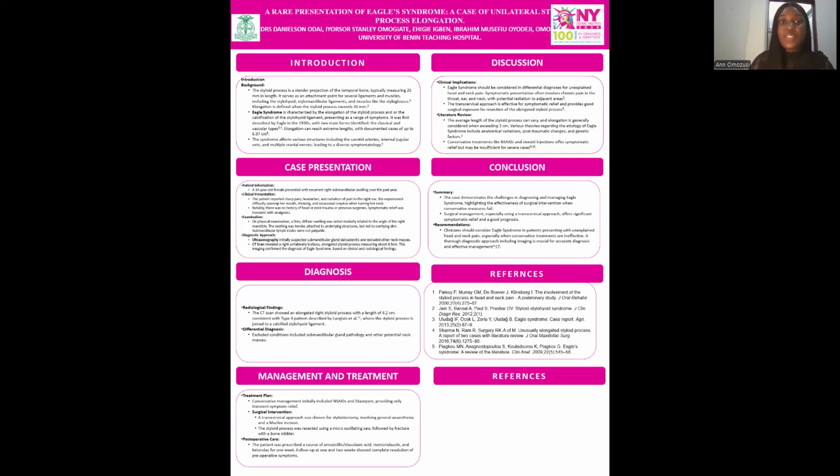The styloid process is a slender projection of the temporal bone, typically measuring 25 mm in length. It serves as an attachment point for several ligaments and bones.